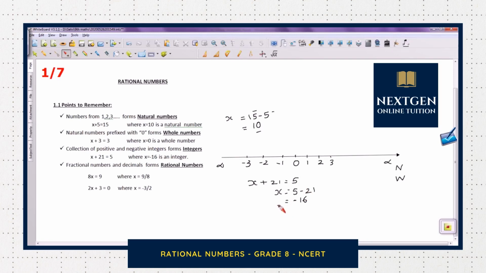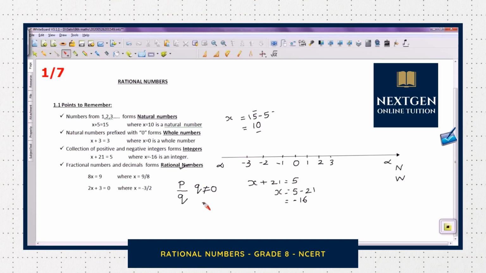Now, our topic, rational numbers. What is it? A rational number is in the form of p divided by q, where q must not be 0. It's our basic condition for a number to be a rational number. So in this equation, 8x is equal to 9, I got the value x is equal to 9 by 8. Okay, but all the numbers, natural numbers, whole numbers and integers, everything is a rational number too.